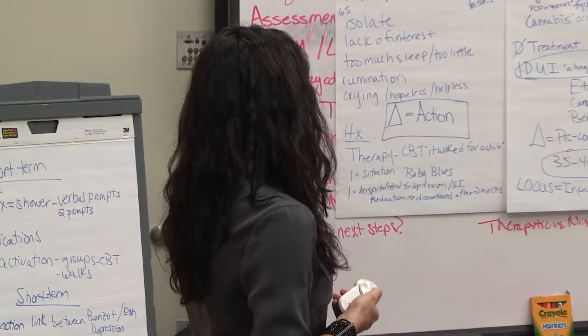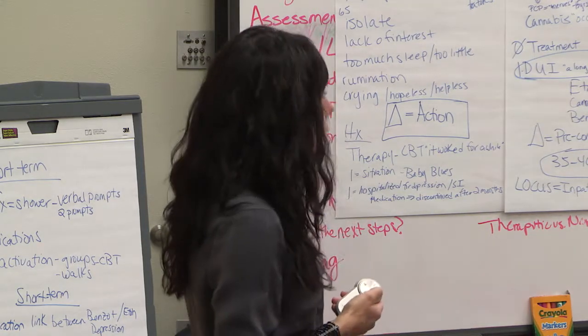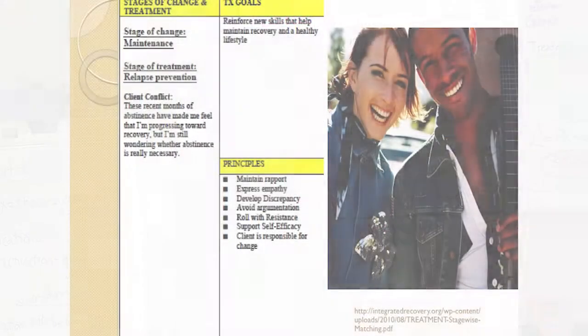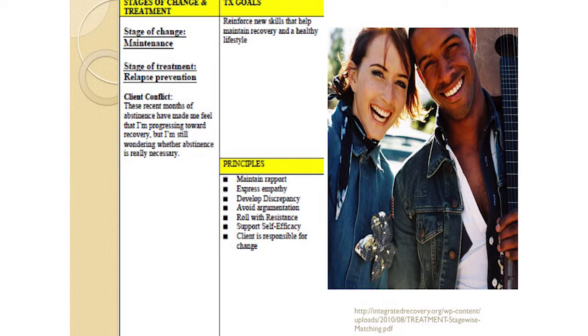So the stage of change of maintenance, this is really where we're looking at relapse prevention. You've done it, you've got your plan, you've worked your plan, now you're working that plan regularly, it's part of your life. How do we keep you from relapsing? So the client conflict is, these recent months of abstinence have made me feel that I'm progressing towards recovery, but I'm still wondering whether abstinence is really necessary.